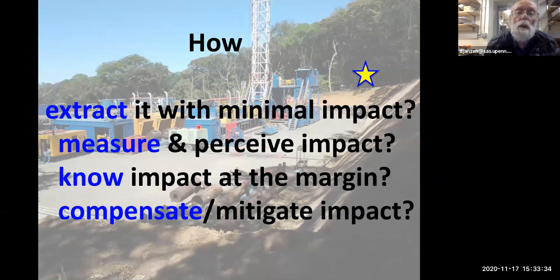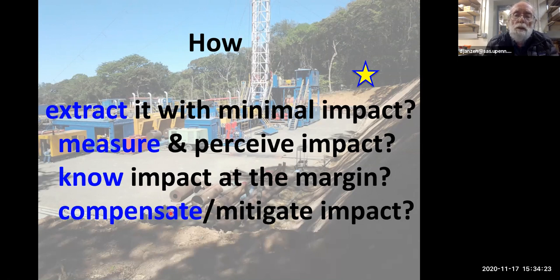So what we were asking, from our standpoint, the basic academic question, was how can you extract from a platform like this with minimal impact on the forest around it? How do you measure and perceive that impact? How do you know what the impact is out here in the forest? And then how do you compensate for whatever the damage is? So these were the big industrial questions. Interestingly enough, the industry was quite willing to pay for the damage if we could put a price tag on it. That was the hard part. How do you have numbers that tell you where the compensation should be and how much it should cost?